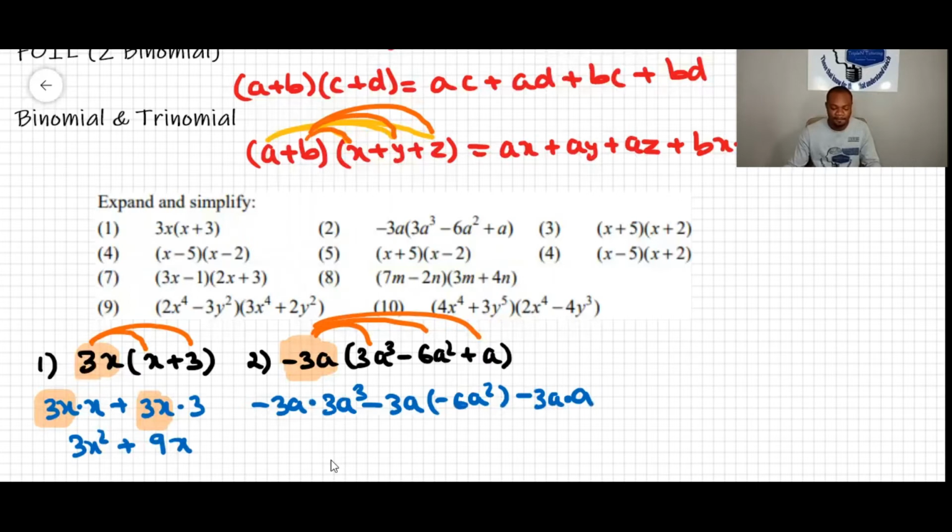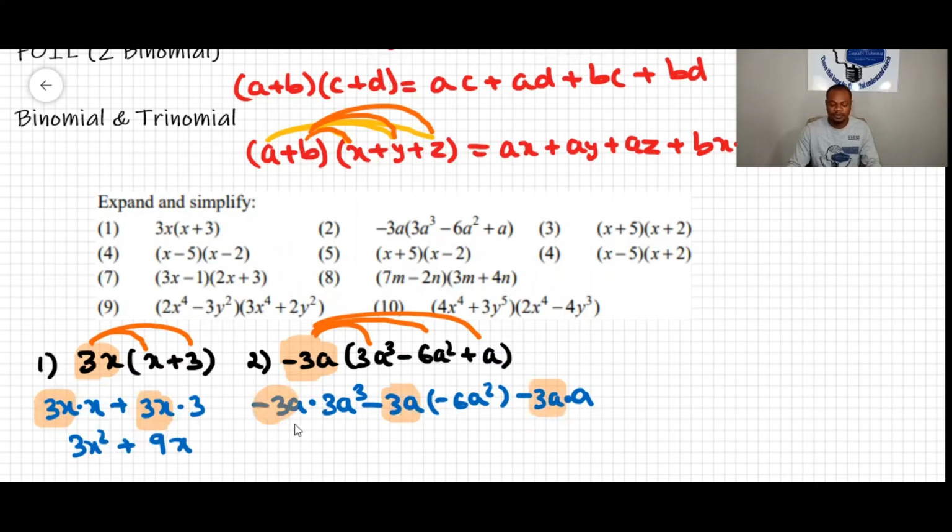Now, what does it make? Look here. As I said, the negative 3a outside the brackets, we multiply with each term inside the brackets. So we multiplied negative 3a with 3a cubed, then negative 3a again with negative 6a squared, and negative 3a with a, as we have it there. We use the bracket because here we have a negative sign.